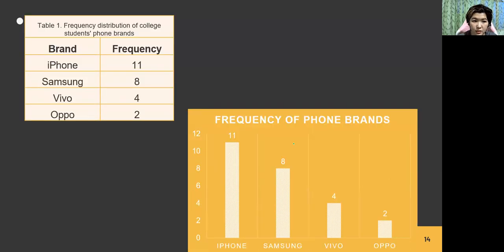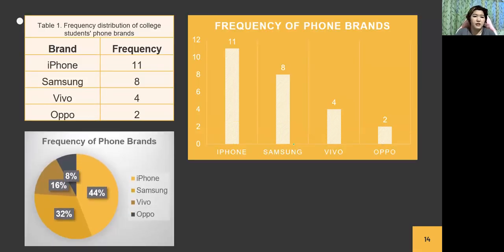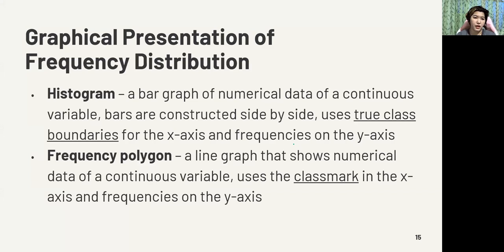Ito yung mga sagot ko. No? I just forgot, but don't forget the titles or the labels na figure 2. Okay, figure 2.1, the frequency distribution of phone brands. Okay? Again, we have a histogram. Okay? And we have a frequency polygon.